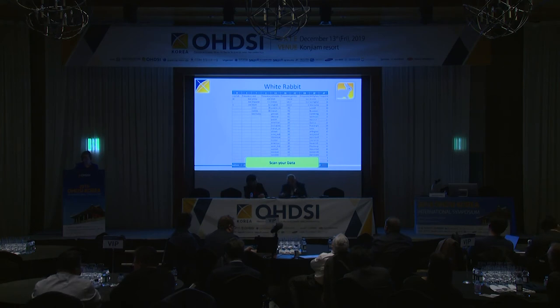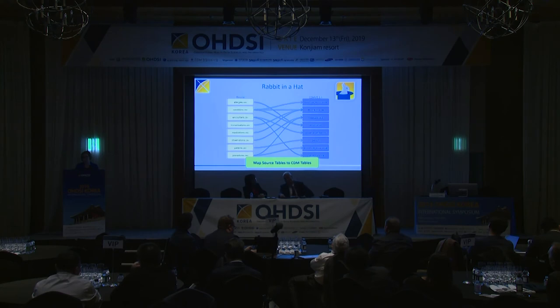This will go through and scan all your tables and columns. Then you can use that information and load that into Rabbit in the Hat. Now Rabbit in the Hat knows something about your data set and will provide you an interface to start mapping. What you're looking at here is a map that we've drawn between the orange tables, which are the tables in our raw data set, to the blue purpley tables, which are the CDMs. And I literally can just draw lines from my raw data set to the common data model.